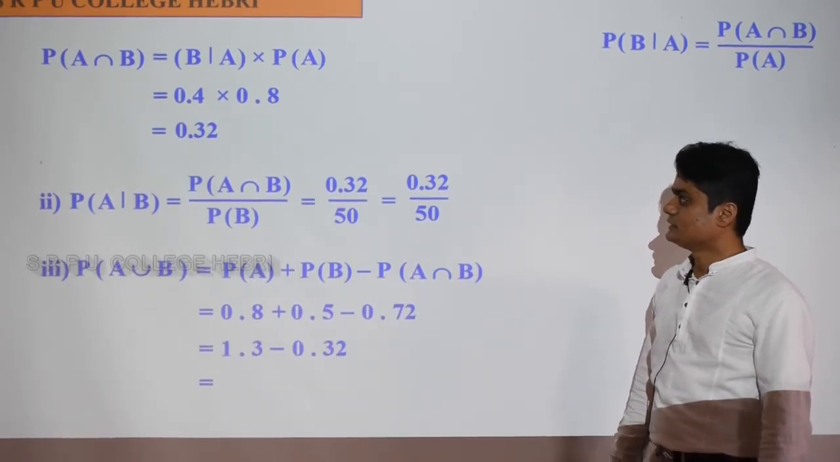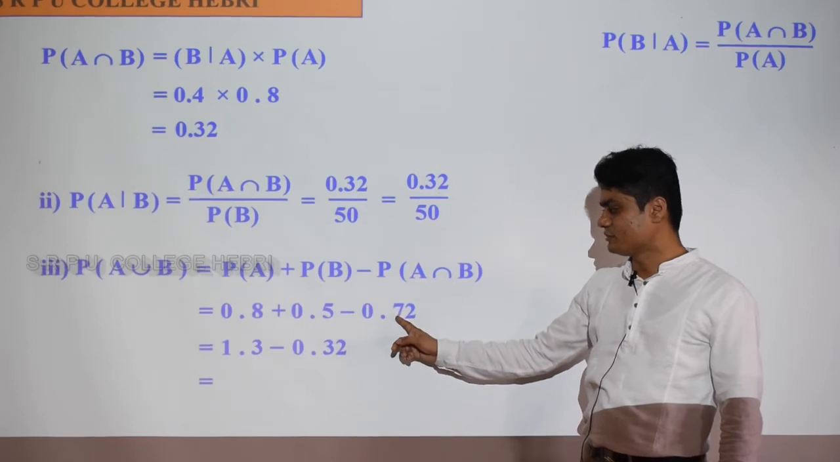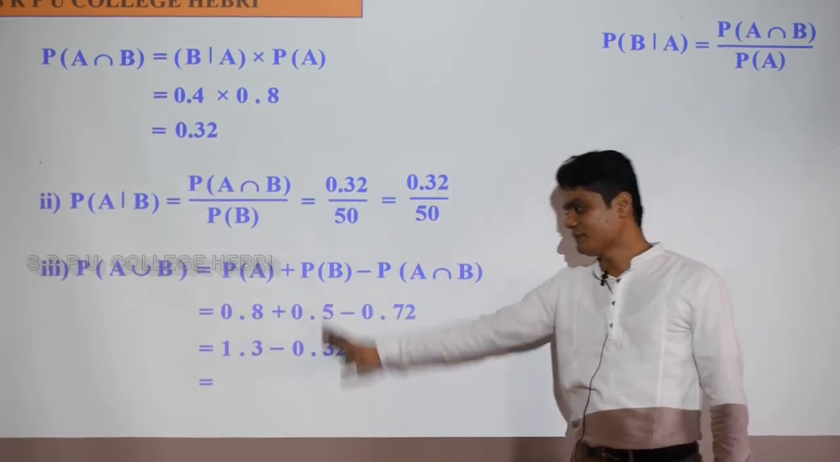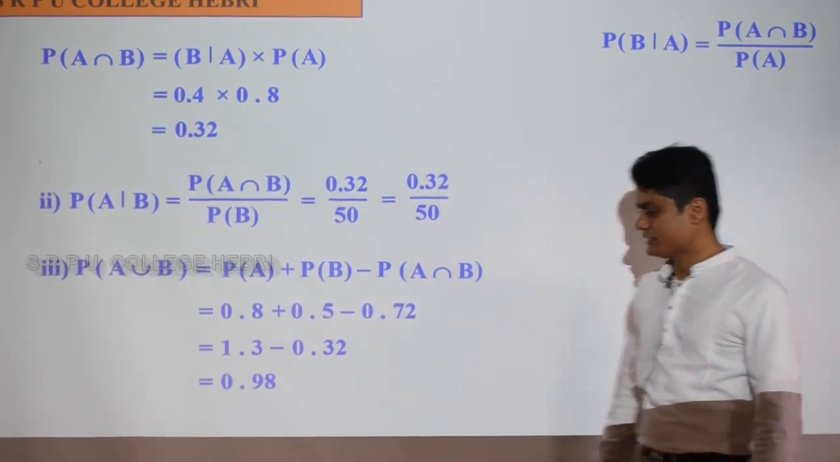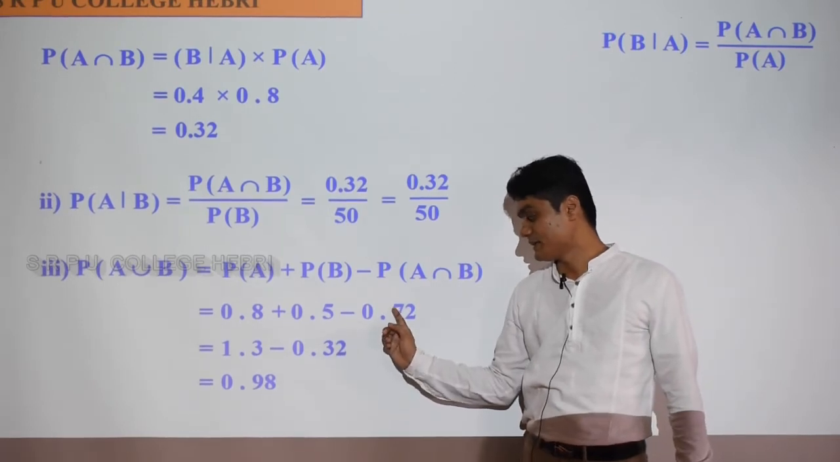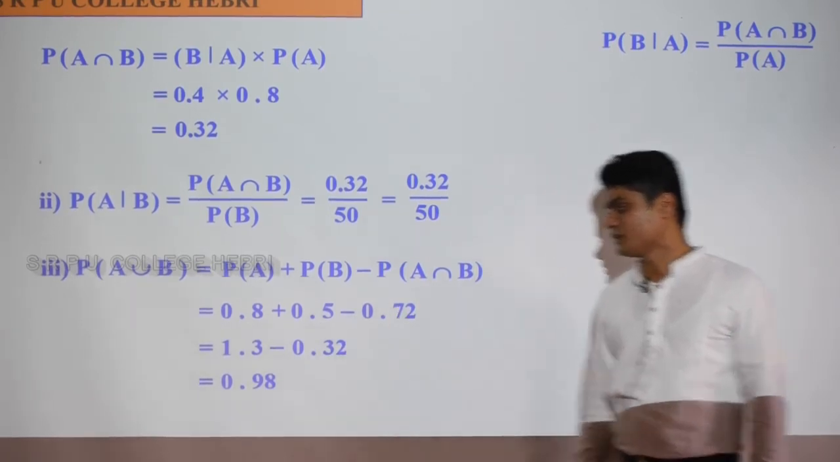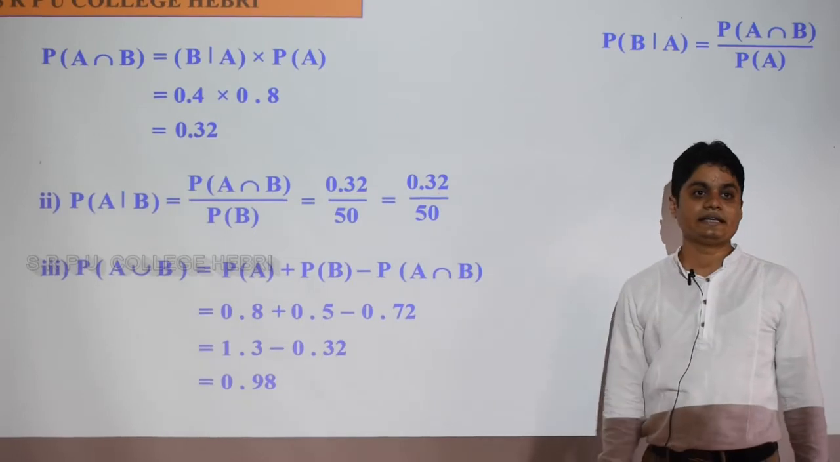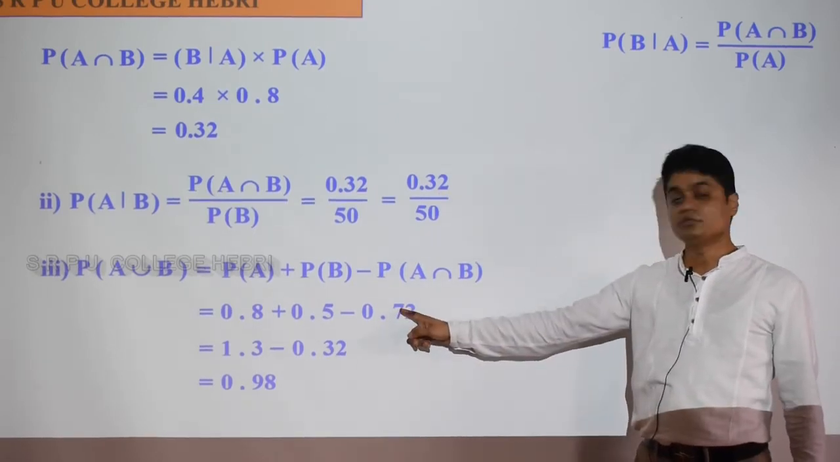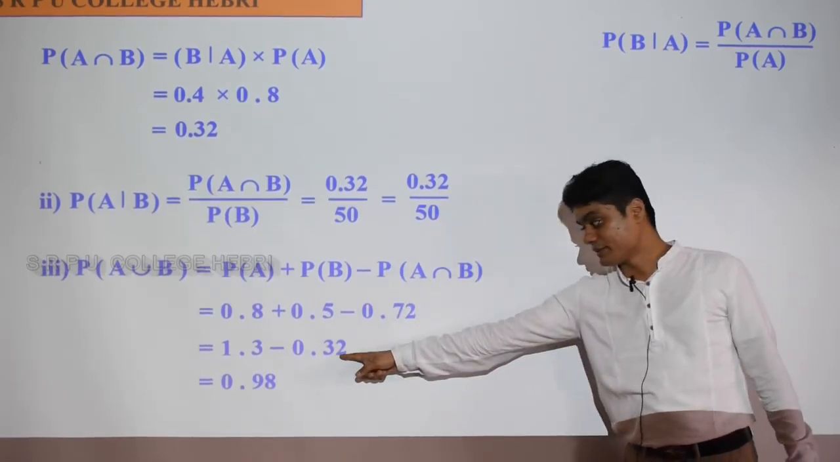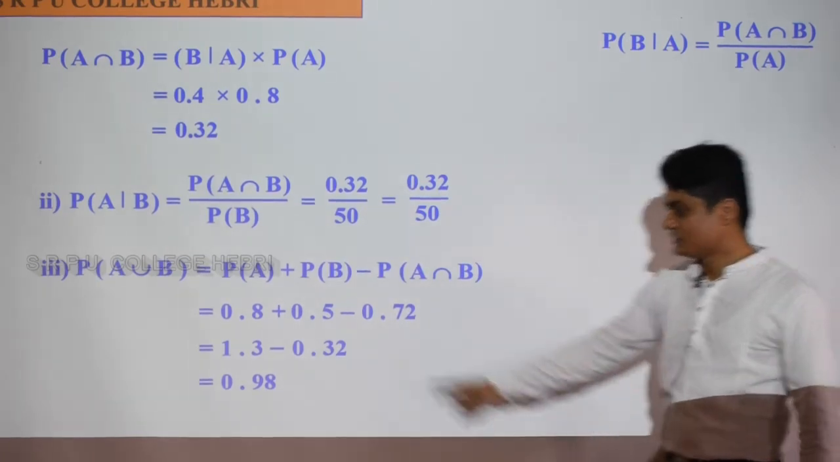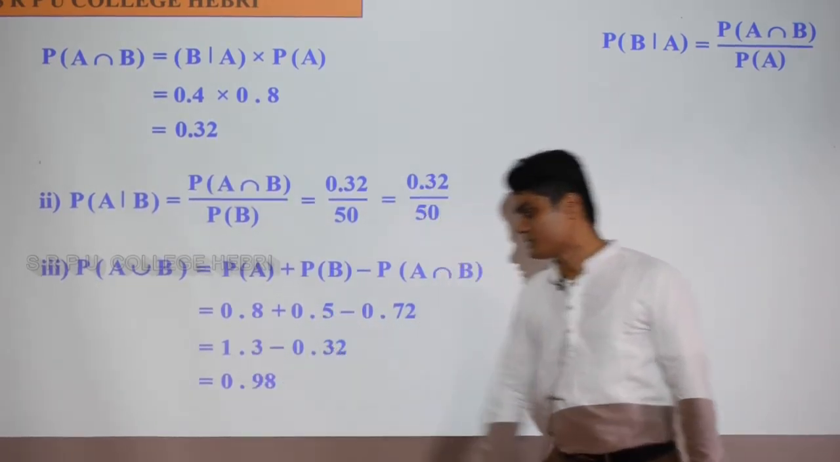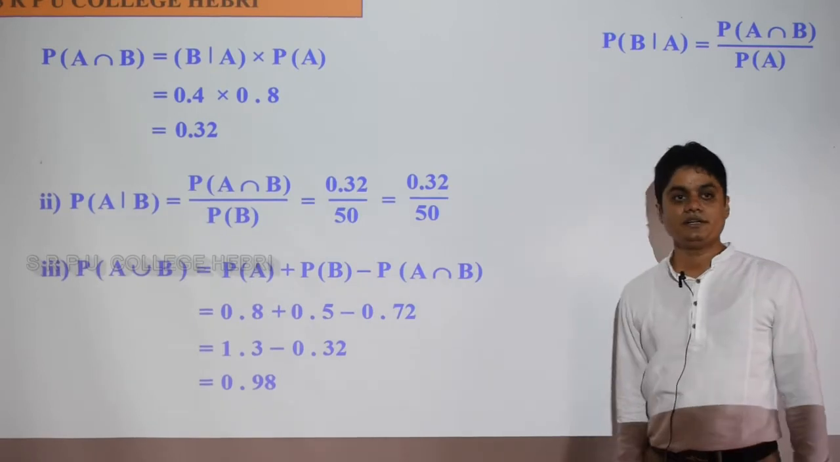Correct? So this should be 32, not 72. Please correct this, this is 32. The remaining part is okay. So the answer 0.9 is right. There is a printing typing error here, it is 32. So the answer is 0.98. Remember, this is not 72, it is 32. In the next step, if you add these you get 1.3, and 1.3 minus 0.32 is 0.98.